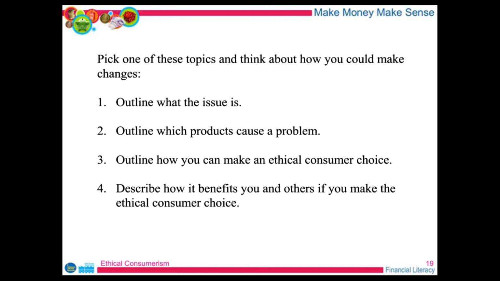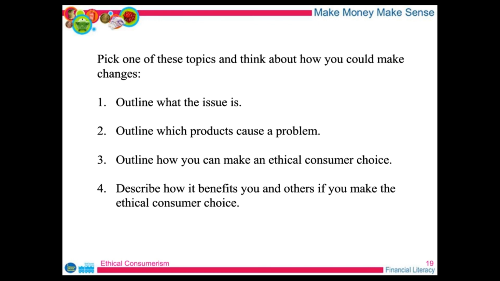So your task was to pick one of those topics, and now you've had a look at them. Go back, rewind the video, have a look, pause, get the information, do your own research. And I want you to pick one of these topics. I want you to tell me what topic you've picked. What does it mean? What is the issue? How does it affect you? What do you think is the problem? I want you to identify which products are causing a problem and why. And then I want you to tell me what the solution is.